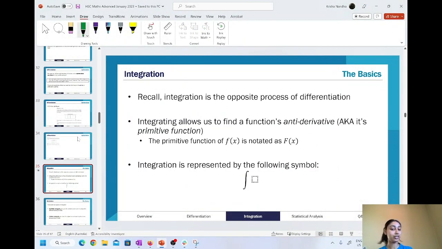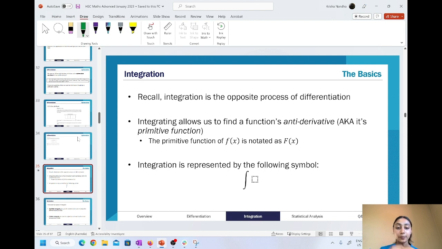Now we're going to start with our integration. Okay, so I think most people, including year 10 students who are interested in integration, would know that integration is the opposite process of differentiation. So it's also known as finding the antiderivative. And to all you fancy people out there, it's known as the primitive function.